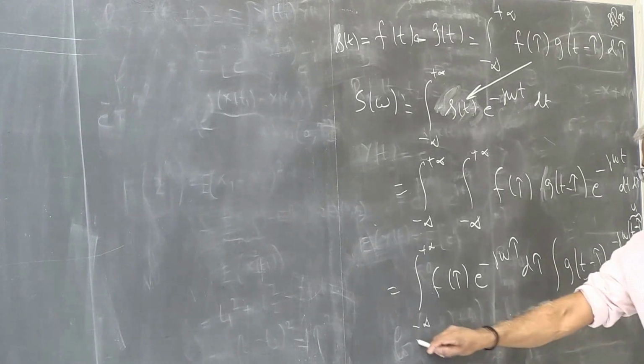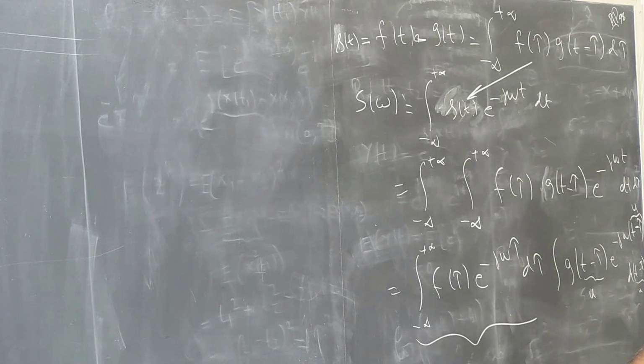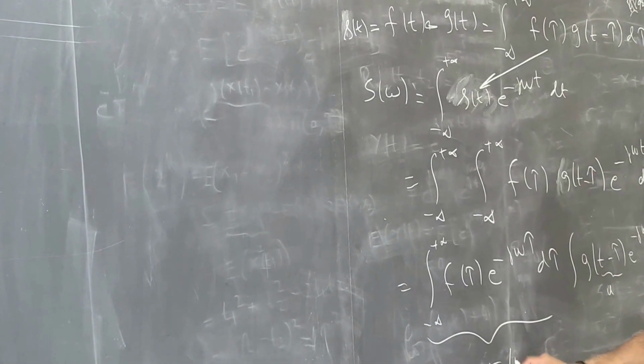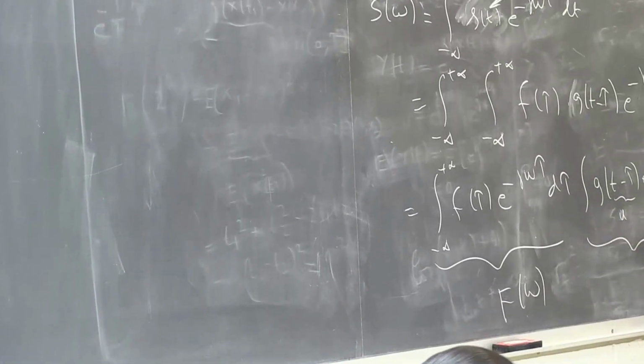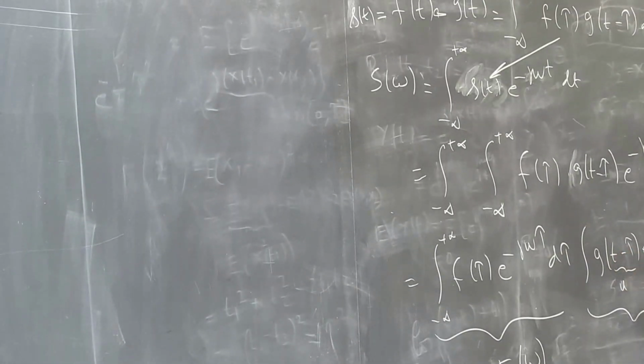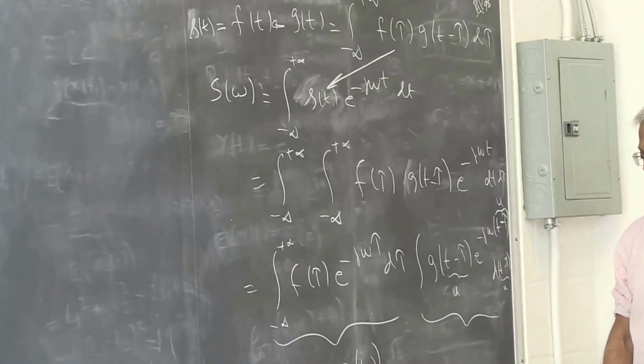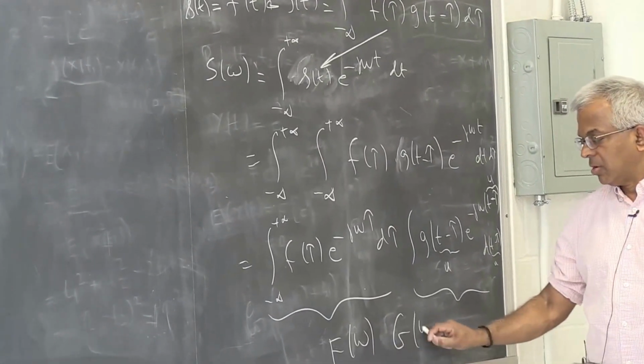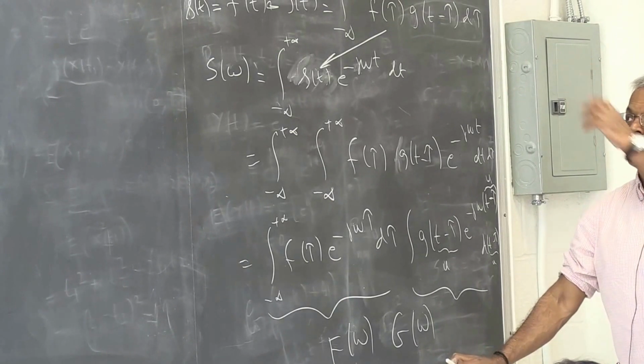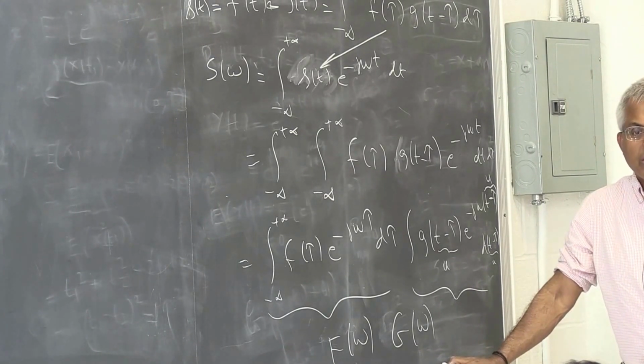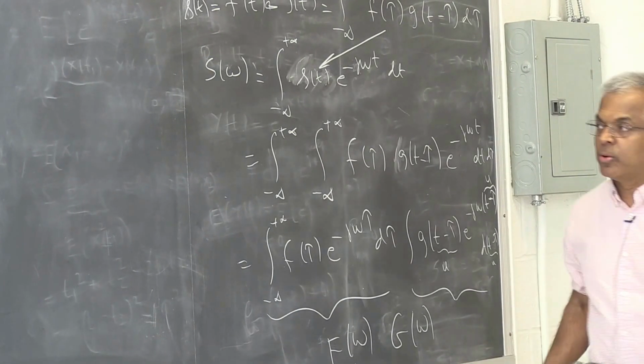What is this quantity? Anybody? That's the Fourier transform of f. And what is this? This you can read it as g(t) e raised to minus j omega t dt. What is that? Alright, so this is a classic result. If you convolve two functions in time, the Fourier transform is the product.